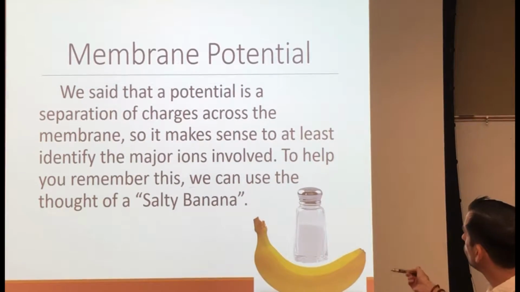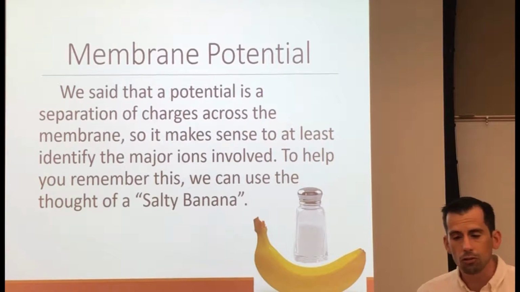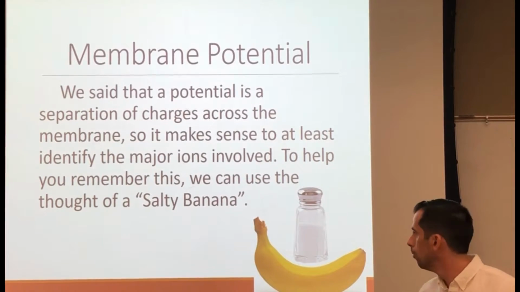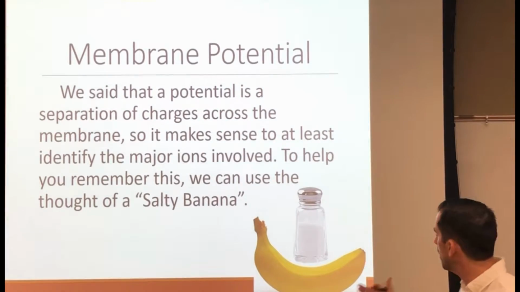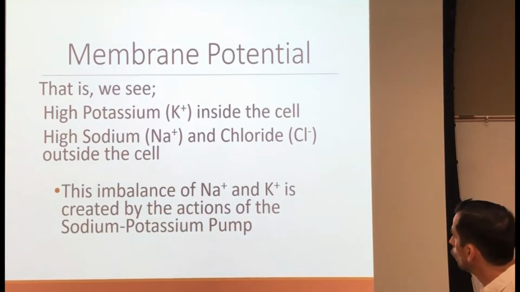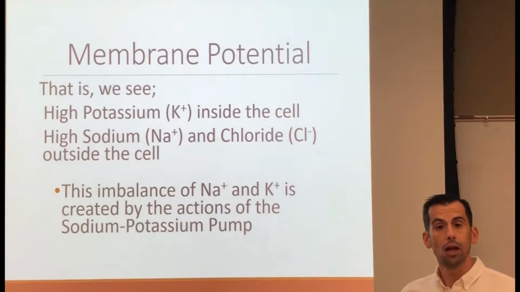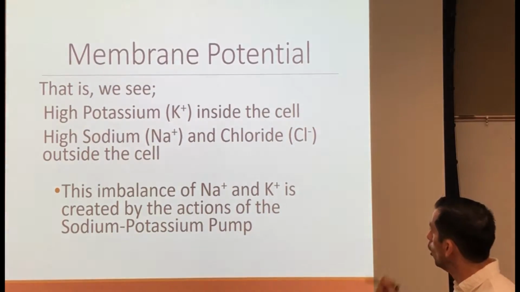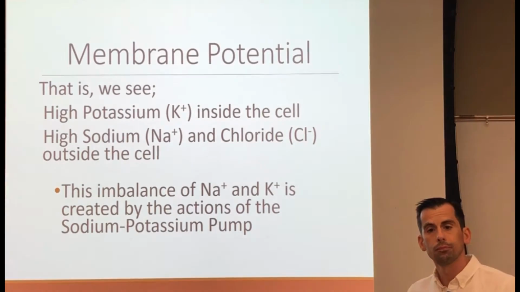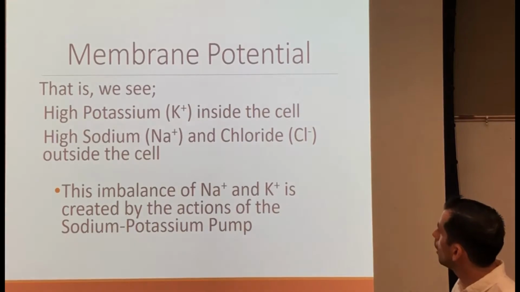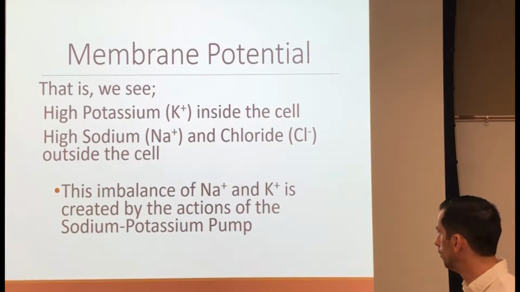So what I tell students first off is think about a salty banana. That starts getting us thinking in terms that we already know. We already know that salt is sodium chloride and a banana is high in potassium. So if we look at those particular ions, we see where they reside in a normal living cell. We see a high potassium concentration inside the cell. We see a high concentration of sodium and chloride, or salt, outside the cell.